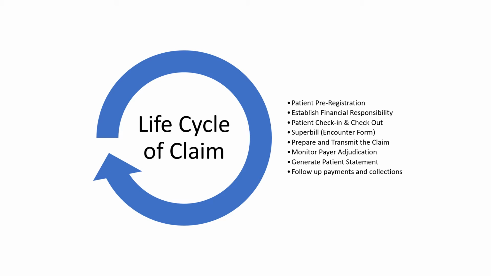It's vital to know that a claim goes through several processes before it becomes eligible for payment. So the steps that are listed are the process of a claim life cycle. It includes patient registration, establishing financial responsibility, patient check-in and check-out, super bill or an encounter form, preparing and transmitting the claim, monitoring payer adjudication, generating patient statements, and last, following up payments and collections.